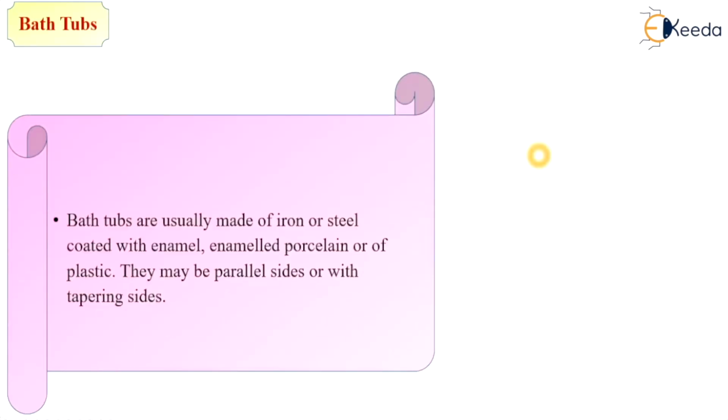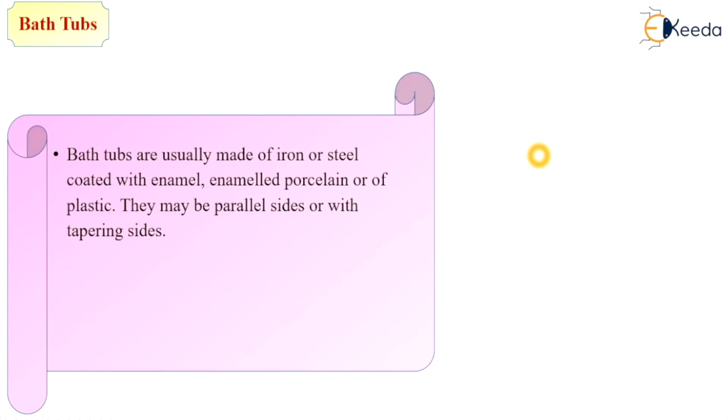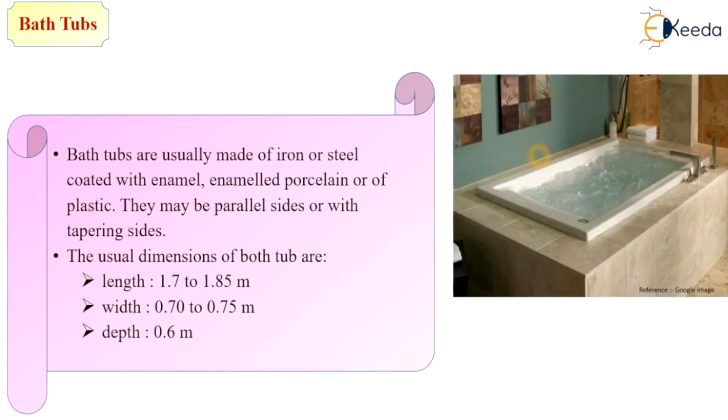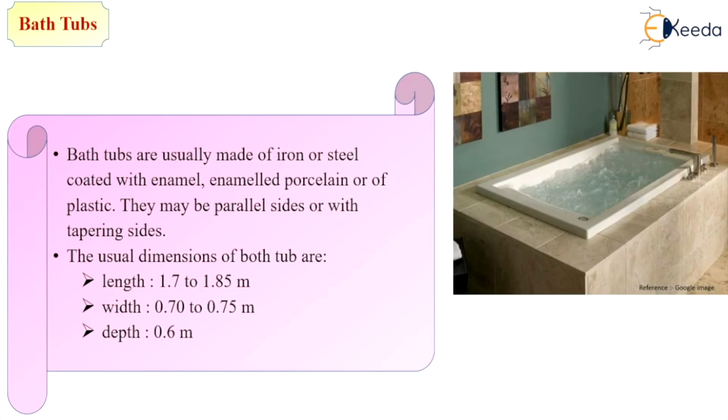Next are the bathtubs. Bathtubs are usually made of iron or steel coated with enameled porcelain or plastic material. They may have parallel sides or tapering sides. The usual dimensions of bathtubs are: length 1.7 to 1.85 meter, width 0.70 to 0.75 meter, and depth up to 0.6 meter. So this is one type of bathtub.